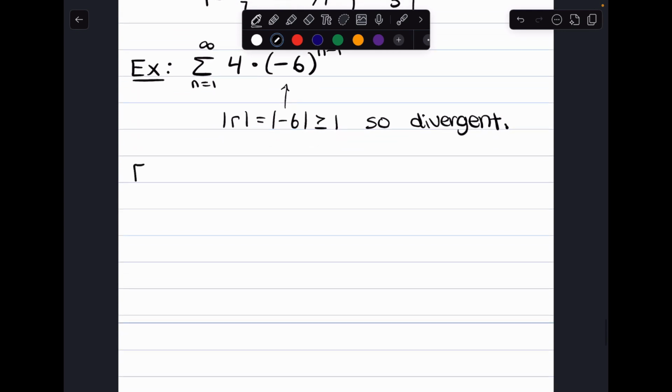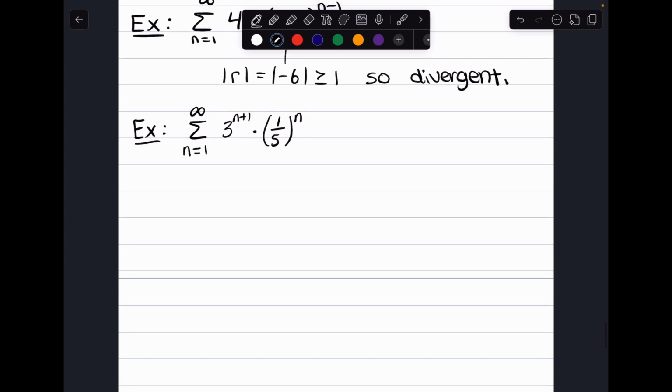You might get some examples where you have to do some manipulation before you can figure out what the sum is, or if it's convergent or divergent. So say we have n equals 1 to infinity of, let's say, 3 to the n plus 1 times 1/5 to the n. Yeah, let's do that one. Well, we have to see if we can rearrange this into the form of a geometric series. So that would be sum n equals 1 to infinity of a times r to the n minus 1.